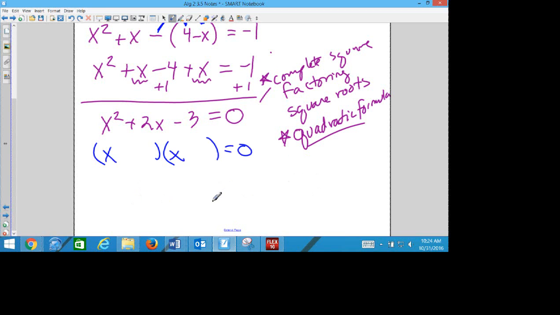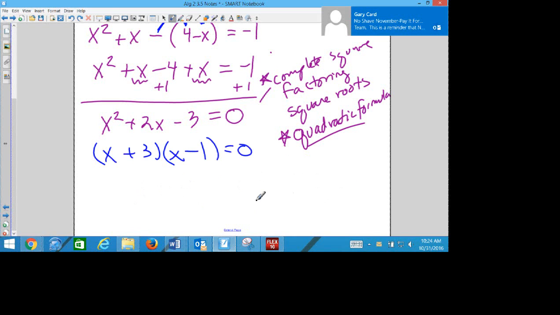Guess and check. What makes -3? 3 and 1. Positive 3 minus 1 equals positive 2x in the middle. If you don't like factoring, you don't have to do factoring. You can do quadratic formula. But I like factoring when it's fast.